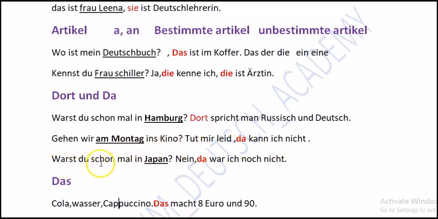The next one is, warst du schon mal in Japan? It means, have you been to Japan? In answer, nein, da war ich noch nicht. It means, no, I haven't been to Japan. So by help of da and dort, we can also connect two sentences.